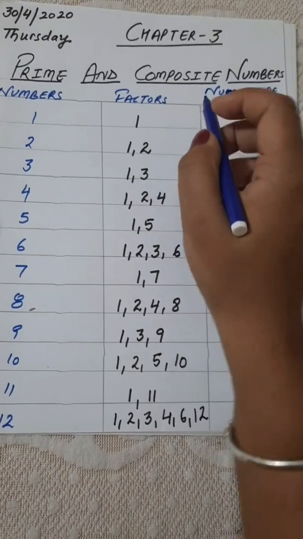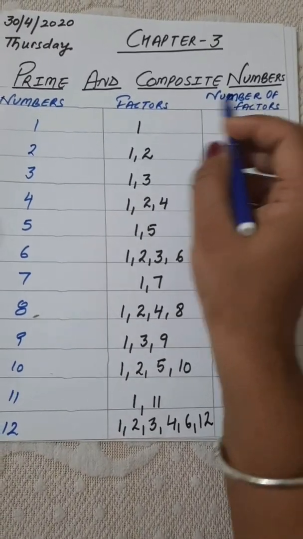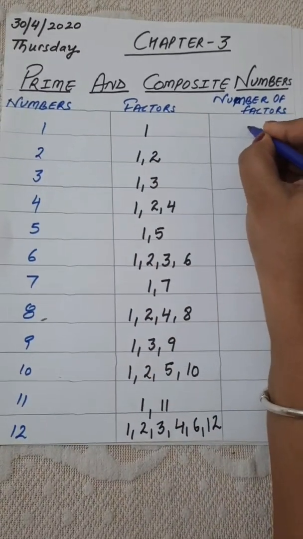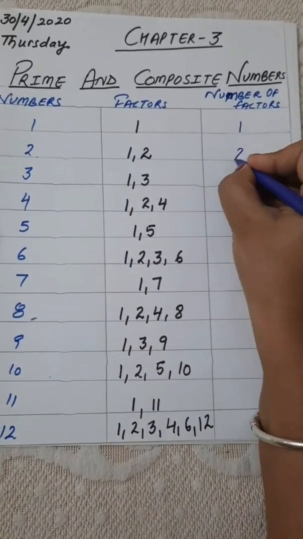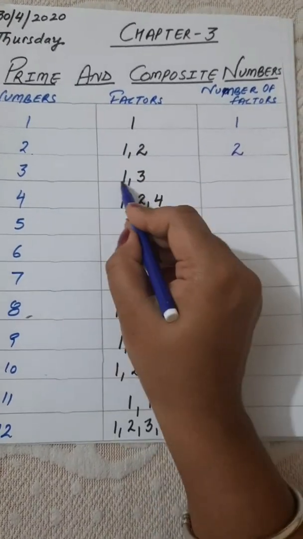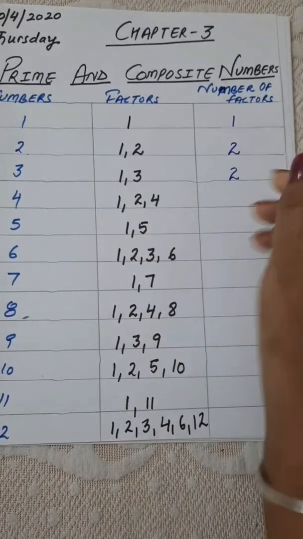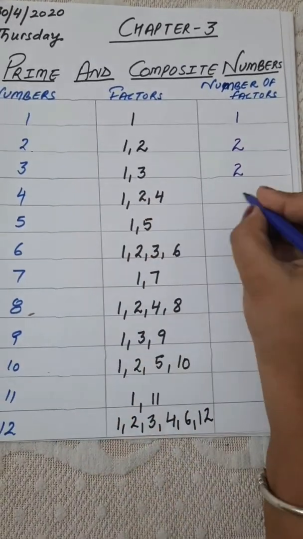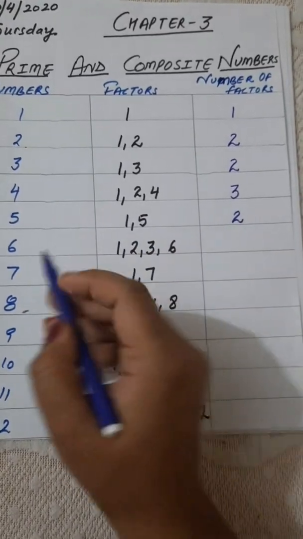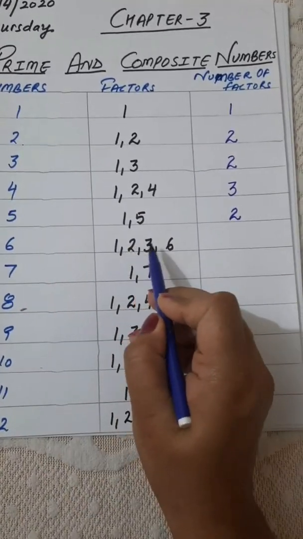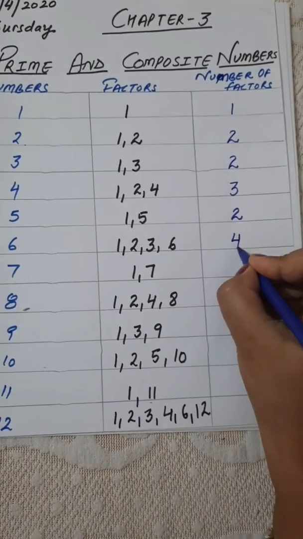Our next step is to count the number of factors. Now the number of factors of 1 is 1. There is only one factor. Of number 2 we have 2 factors. Number 3 again we have 2 factors. Number 4 we have 3 factors. For number 5 we have 2 factors. Number 6 we have 1, 2, 3, 4. Number of factors are 4.